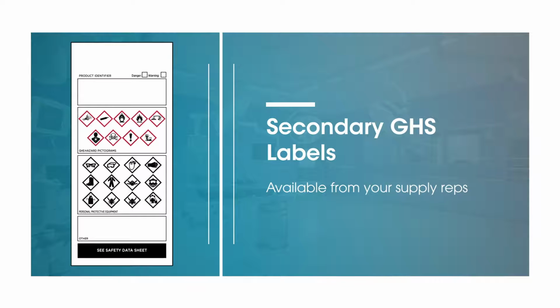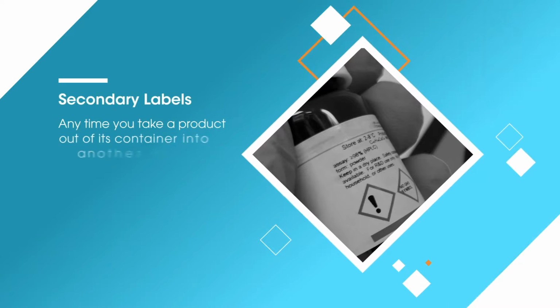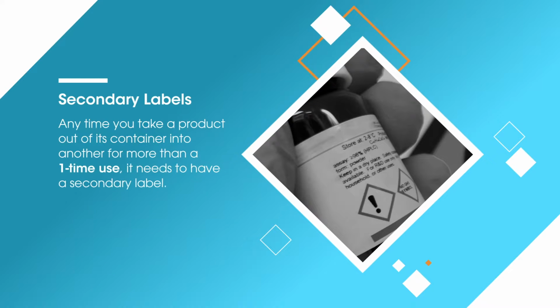On the screen, you'll see that there's just a couple different labels that you can purchase from your supply reps. Doesn't matter what brand or what style, there are different styles, but you'll notice that they're all the same and that they have the red diamonds that I mentioned for those hazards, and then they have black diamonds, which stand for what PPE we should be wearing. Let's talk about what these are and why you would need to use them. Well, the Hazard Communication Standard states that anytime you take a product out of its original container for more than a one-time use, then you have to have the secondary label on that product.